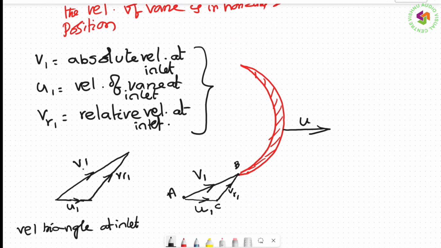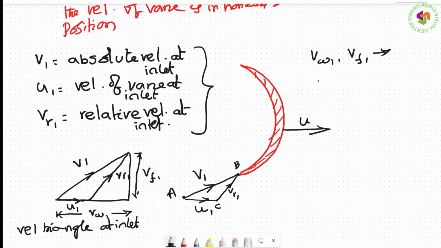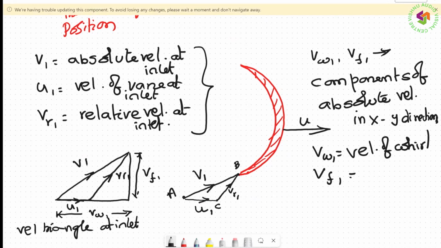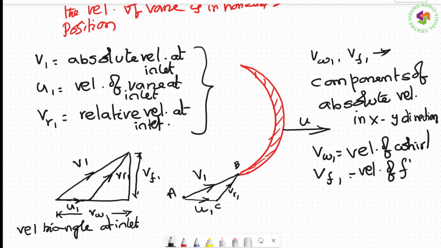Next, if I take the components of V1, the absolute velocity, in X and Y directions, this is the component of absolute velocity in X direction and this is in the Y direction. So what are VW1 and VF1? They are nothing but the components of absolute velocity in x, y directions. VW1 is called the velocity of whirl and VF1 is called the velocity of flow. The one means inlet.